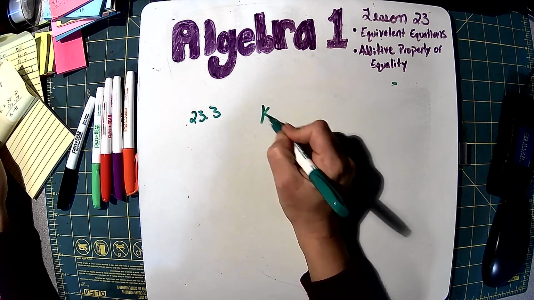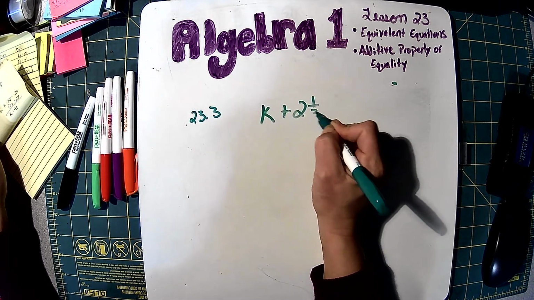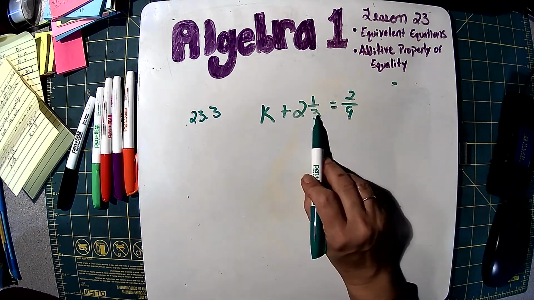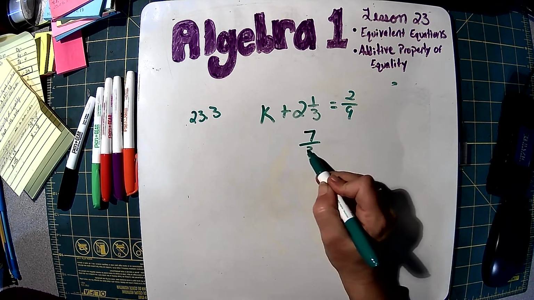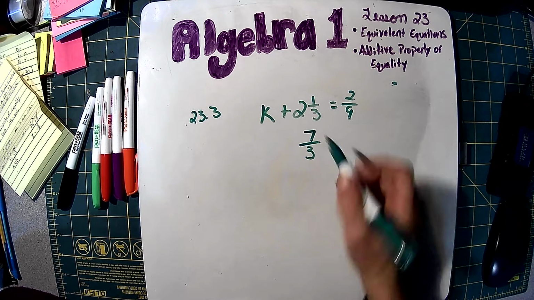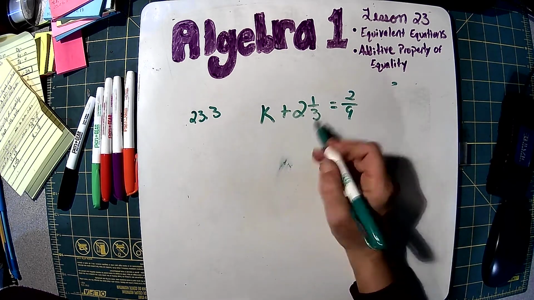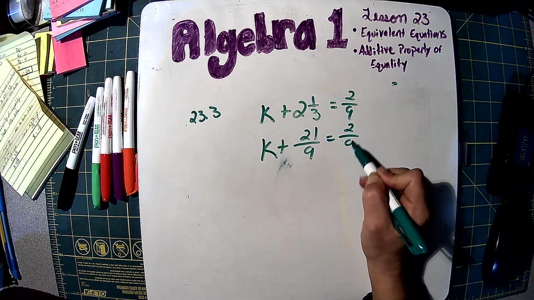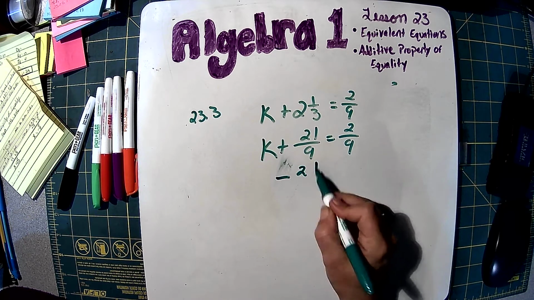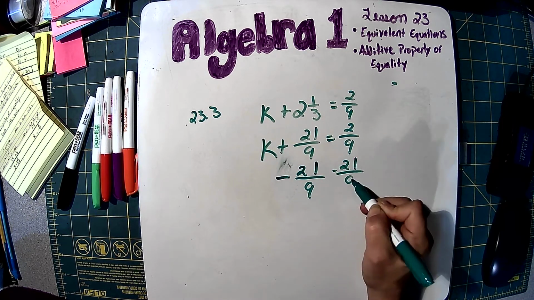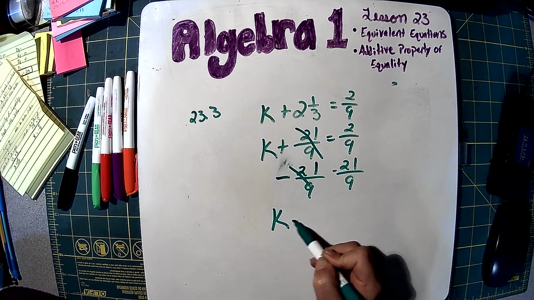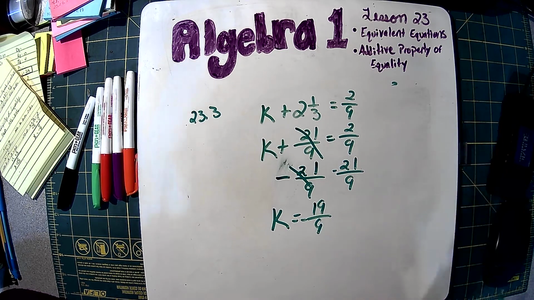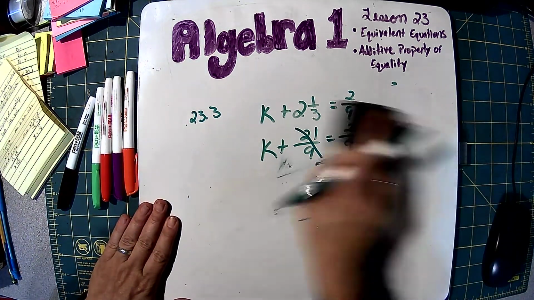23.3 k plus 2 1/3 equals 2/9. Okay, so I'm going to go ahead and convert this. 3 times 2 is 6, 7/3. And then I want to make that into ninths. So I'm going to multiply it by 3, so that would be 21/9. So k plus 21/9 equals 2/9. So now I'm going to subtract. And that's going to be k equals 19/9, negative 19/9. So they get a little more tricky when they're fractions.